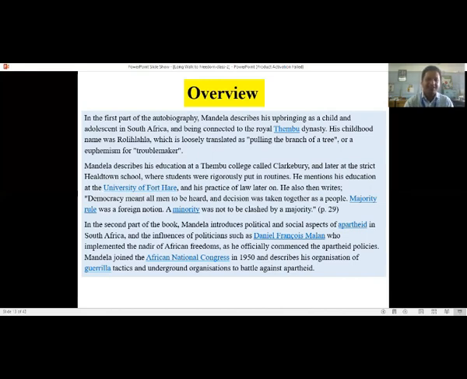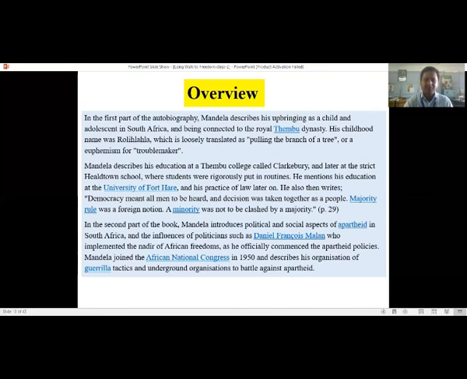He also writes, democracy meant all men to be heard, and decision was taken together as people. Majority rule was a foreign notion. A minority was not to be crushed by a majority.